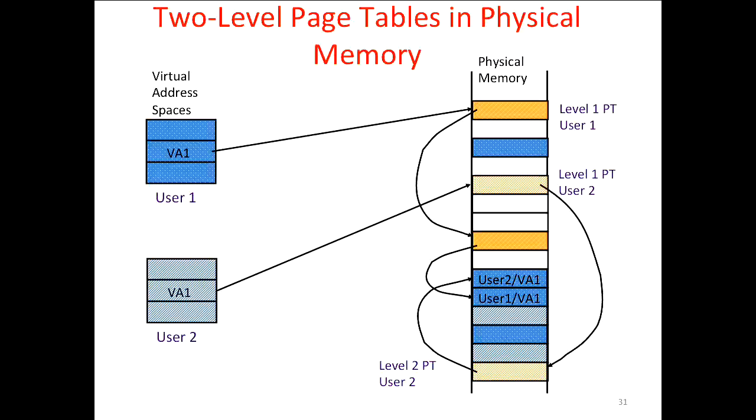It's just showing the 2-level page table. So I guess here's user 1. He has 1 level 1 page table plus some number of level 2 page tables. Here's user 2. They have a separate level 1 page table plus their own level 2 page tables, and also some physical memory in there.